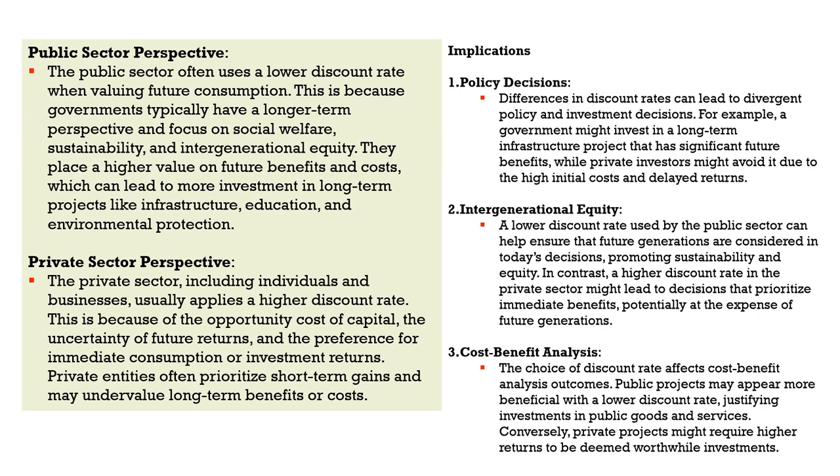The third implication is with regard to cost benefit analysis. The choice of a discount rate affects the cost benefit analysis outcomes. Usually, public projects appear more beneficial with a lower discount rate, justifying investments in public goods and services, but private projects require higher returns to be deemed worthwhile investments. So, therefore, the emphasis or the priority of the public sector and the private sector is mostly related to the opportunity cost of capital being employed today in the different kinds of projects and investments.